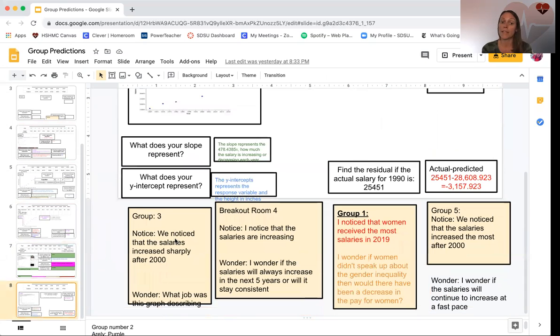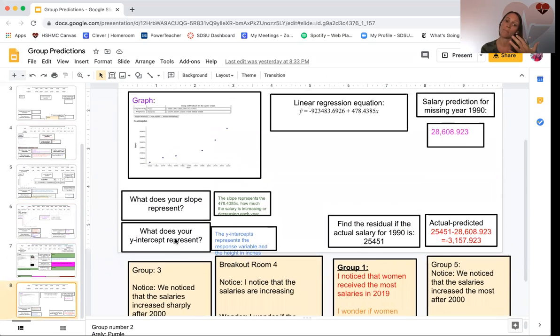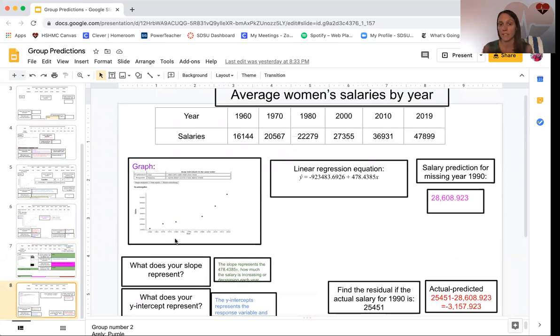This moved them forward into their next phase of how they could go back and edit and revise some of their work.